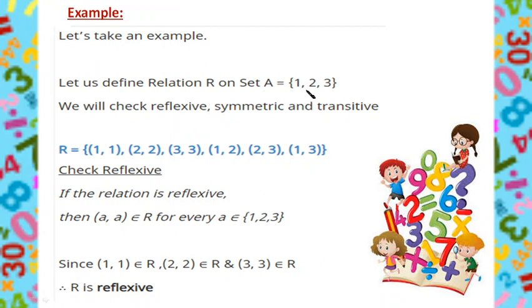Let's define a relation on a set A. We have taken set A as {1, 2, 3}. We have defined a relation by taking some ordered pairs. Now let's check reflexive. If the relation is reflexive, then we have to have (a, a) in the relation, where a should belong to set A. We have the elements 1, 2, 3. Let's take 1. Do we have (1, 1) in the relation? Yes, we have (1, 1). Do we have (2, 2) in the relation? Yes, we have. Do we have (3, 3) in the relation? Yes, we have. All these three pairs are in the relation. It means R is a reflexive relation.